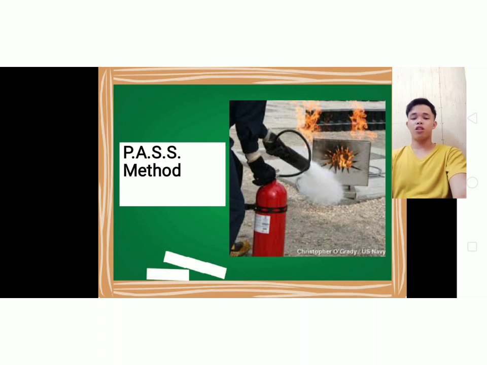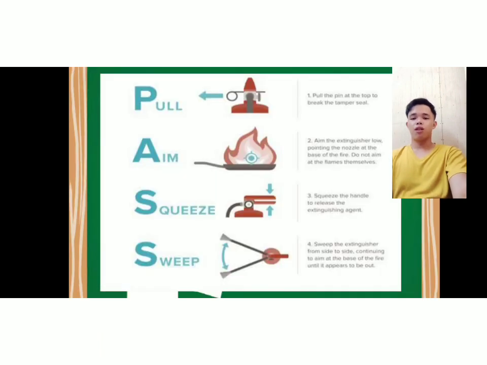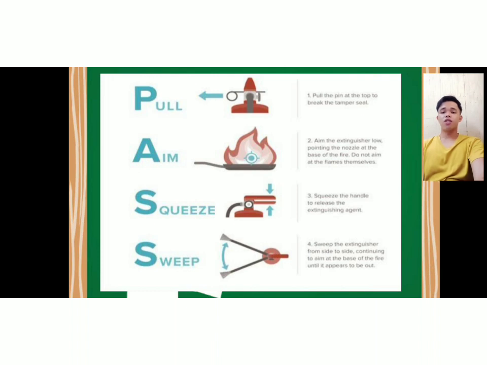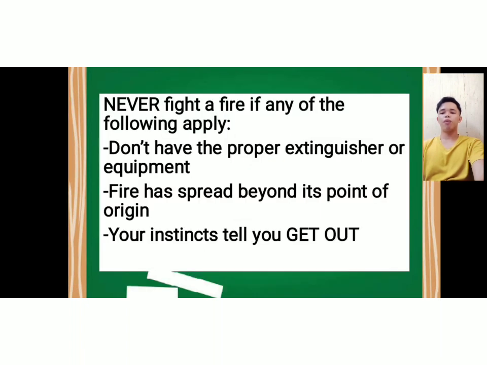To use a fire extinguisher, use the PASS method. What does PASS stand for? P stands for pull the pin at the top to break the tamper seal. A stands for aim the extinguisher low, pointing the nozzle at the base of the fire. Do not aim at the flames themselves. S stands for squeeze the handle to release the extinguishing agent. And S, sweep the extinguisher from side to side, continuing to aim at the base of the fire until it appears to be out.